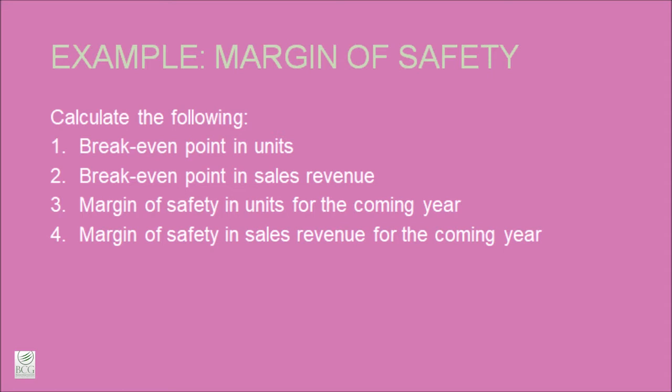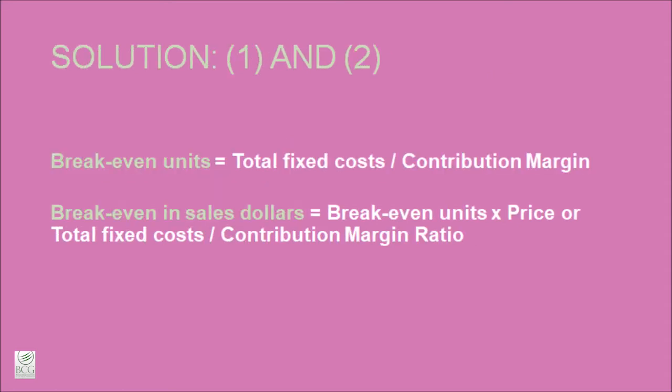Before we answer number 1 and number 2, recall first the formula given for the break-even in units and in dollars. Now for break-even in units, it is equal to total fixed cost divided by contribution margin per unit, and for sales or dollars, it is equal to break-even in units calculated in number 1 times the selling price, or total fixed cost divided by contribution margin ratio. Now with that, we have recalled the formulas for break-even. Now let's answer number 1.